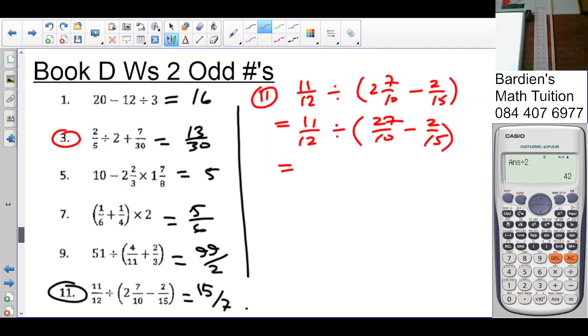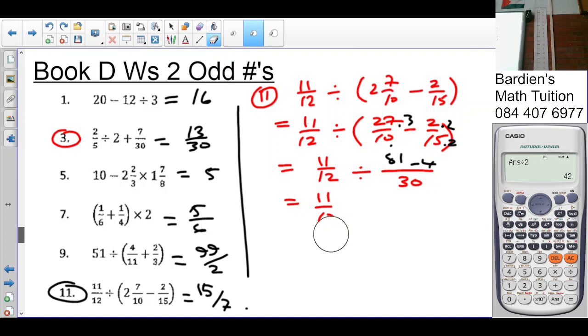Okay, so I said 81 over 30 minus 4. What's the LCM here? 30. Nice. So 81 minus 4, you're timesing that by 3, so it's 81 minus, times by 2, 4. Nice. And then it's 11 over 12 times... No, I said 12 over 11.